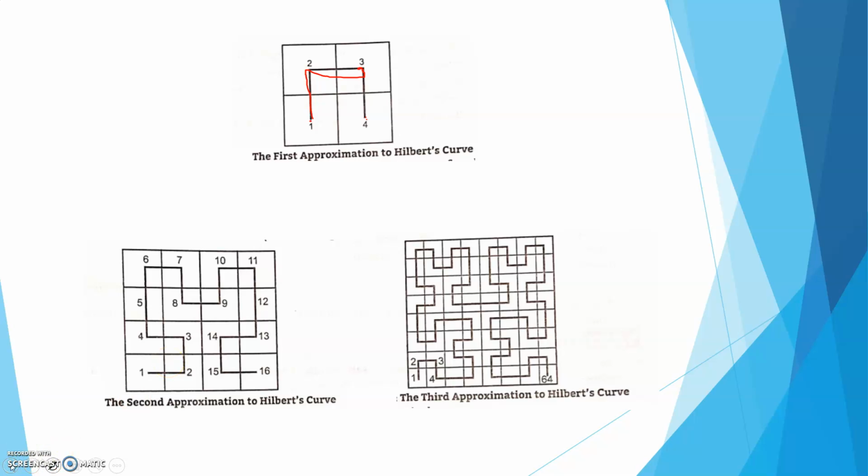In the third approximation, again subdivide it, and again connect the centers at the finest level before stepping to the next level of detail. Applying the process continuously, in the final stage, one thing is that the curve never crosses itself. At each subdivision, the curve fills smaller quadrants but never crosses into an area where it already exists.